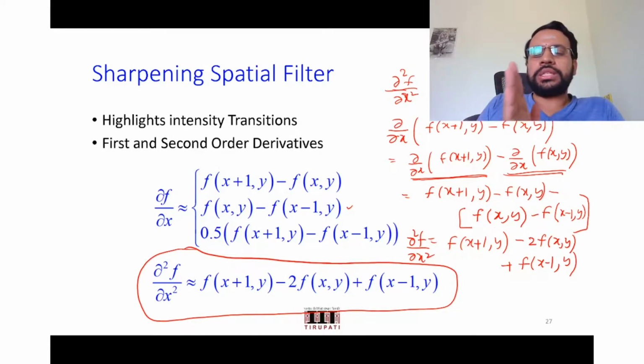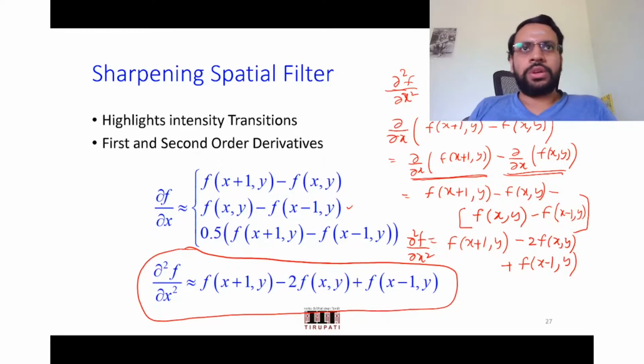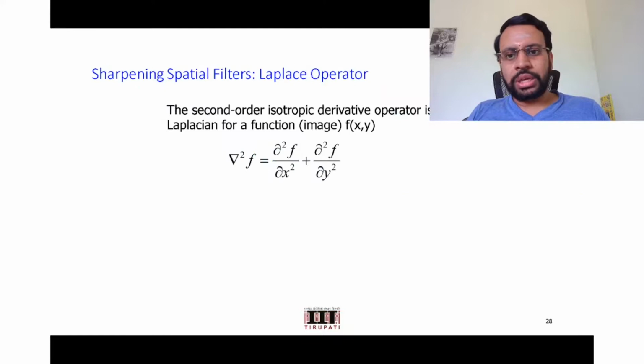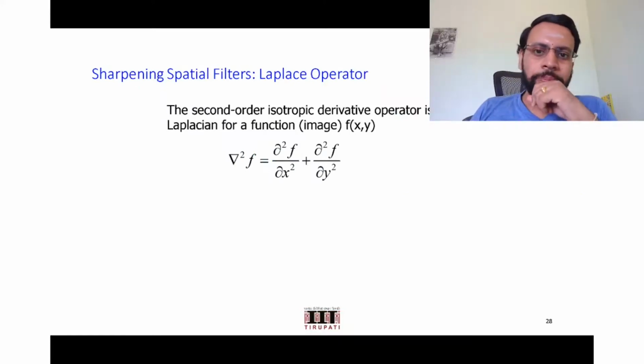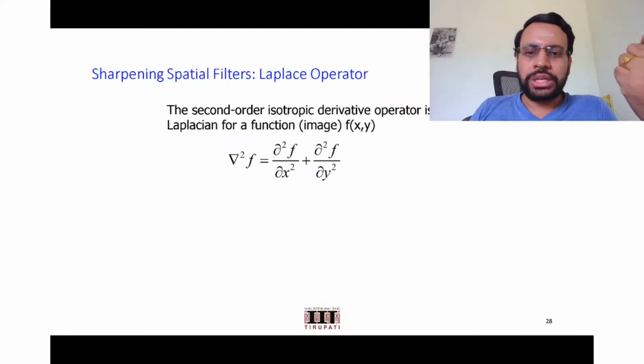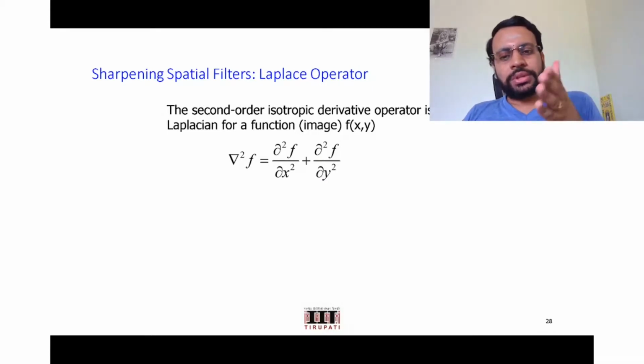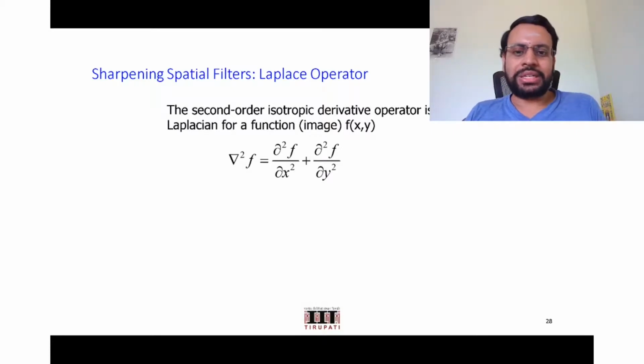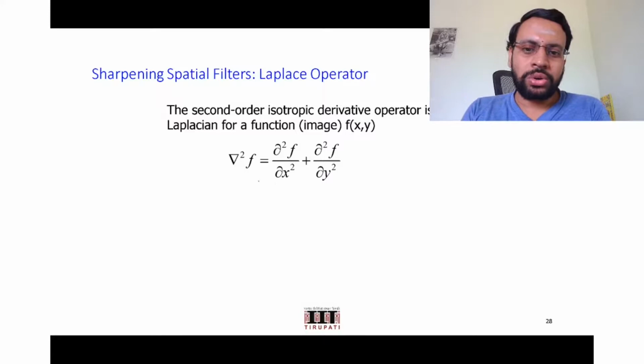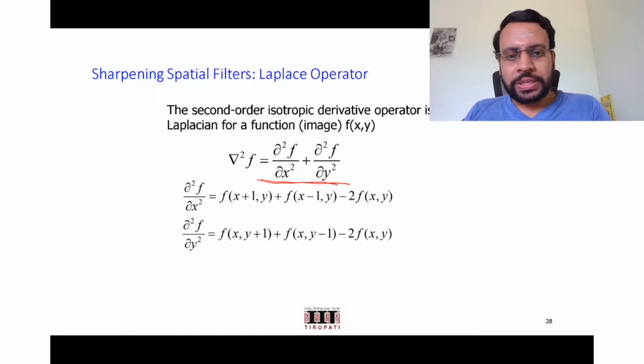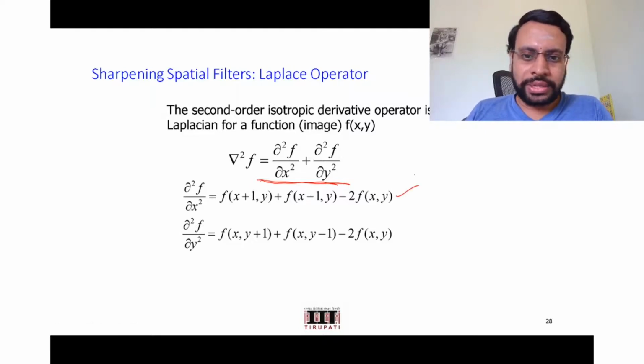These are the second order derivatives in x and y. Now I am sure you all know the Laplacian operator, which is a combination, or more precisely a summation, of the second order derivatives both in the x and y direction. So that's equivalent to ∂²f/∂x² plus ∂²f/∂y². You already got the expression for ∂²f/∂x².